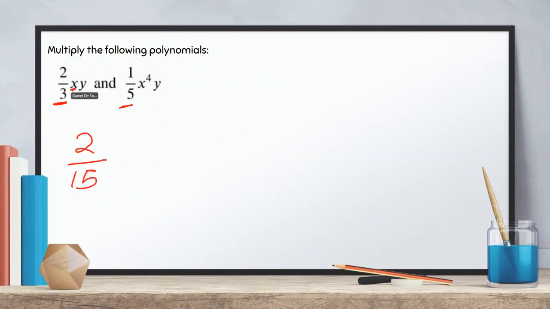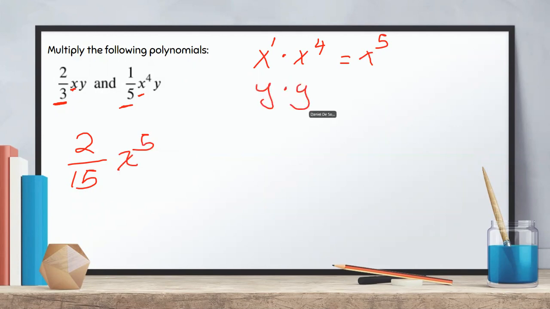Next, we have x times x to the 4th. When you're multiplying variables with the same bases, we add the exponents. Remember, there's a 1 there. 4 plus 1 is 5. So this is going to be x to the 5th. And then y times y, which is the same thing as y to the 1st times y to the 1st. Remember, you add the exponents. That's going to be y to the 2nd power. And we're done.